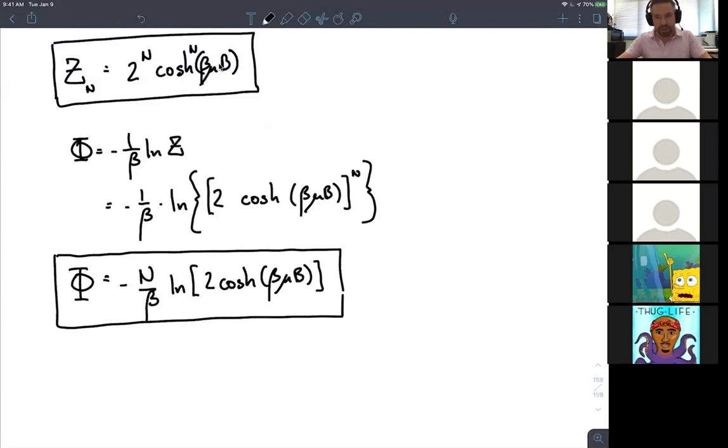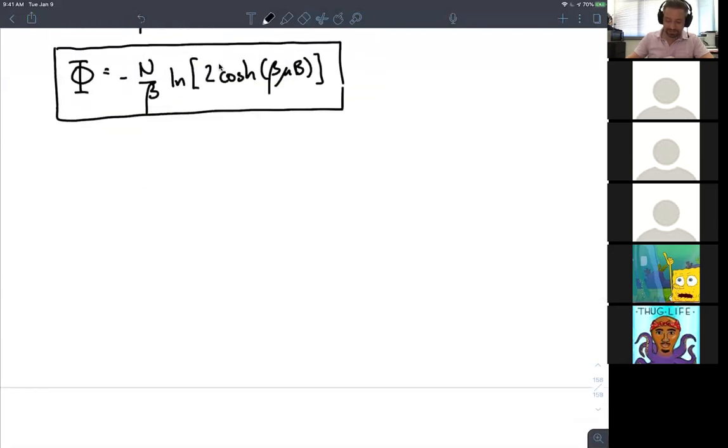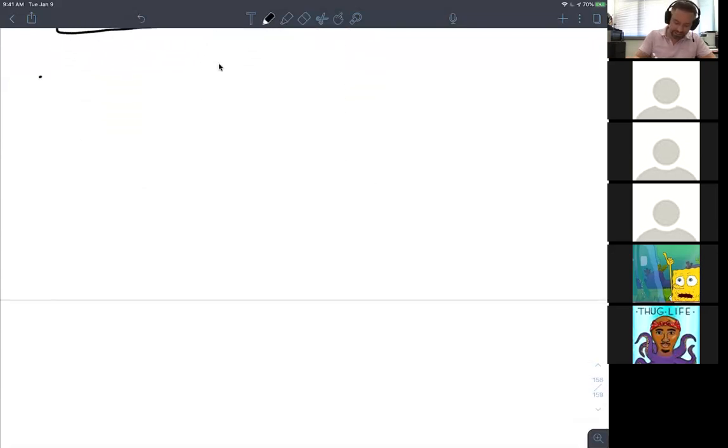Shazam. Okay, so now we've got our free energy. The way that you start extracting information from your free energy is you take derivatives. So the first thing let's do is calculate the average energy, which I'm going to call E.